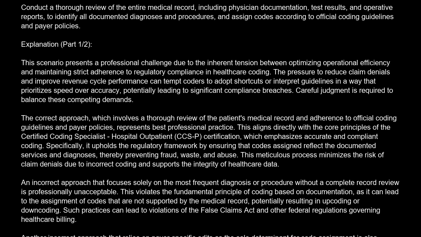An incorrect approach that focuses solely on the most frequent diagnosis or procedure without a complete record review is professionally unacceptable. This violates the fundamental principle of coding based on documentation, as it can lead to the assignment of codes that are not supported by the medical record, potentially resulting in upcoding or downcoding. Such practices can lead to violations of the False Claims Act and other federal regulations governing healthcare billing.